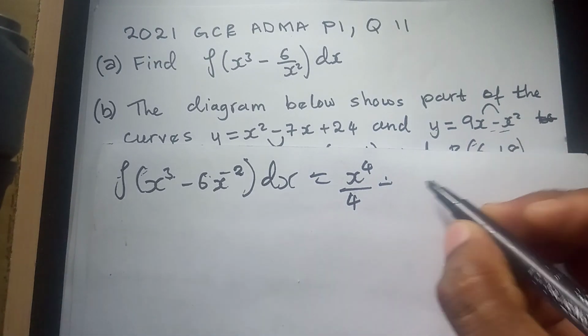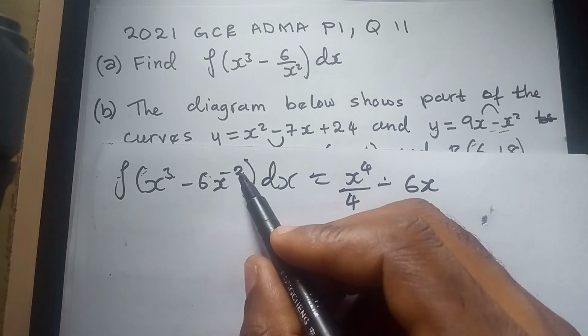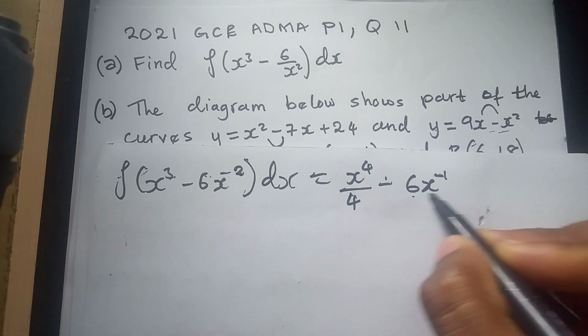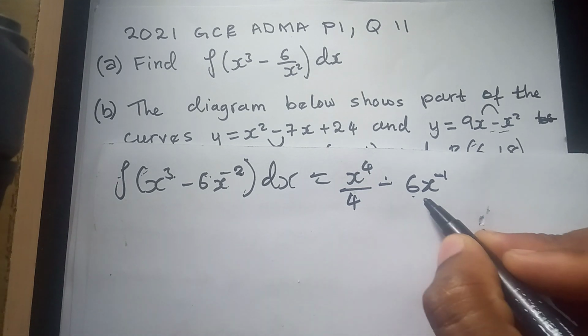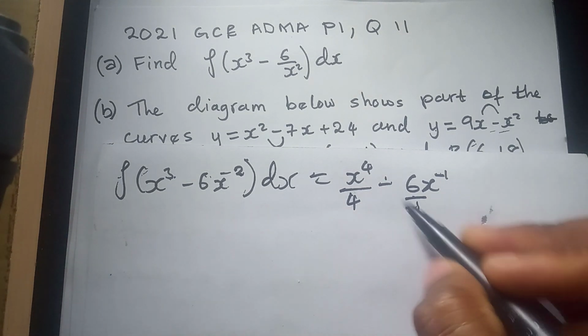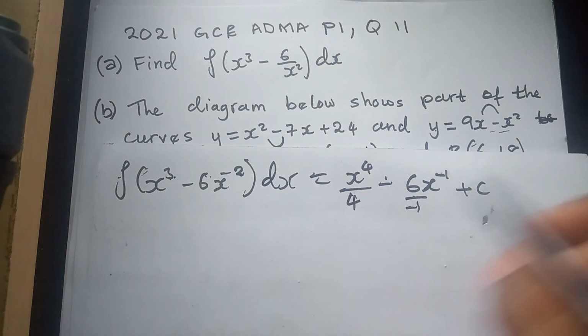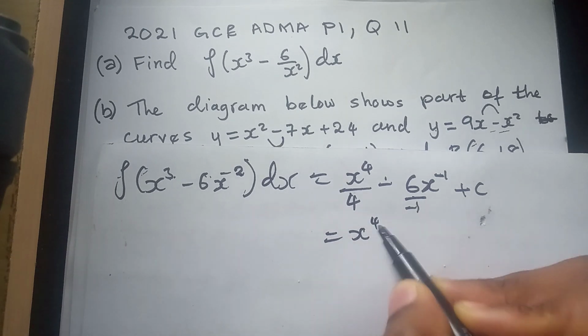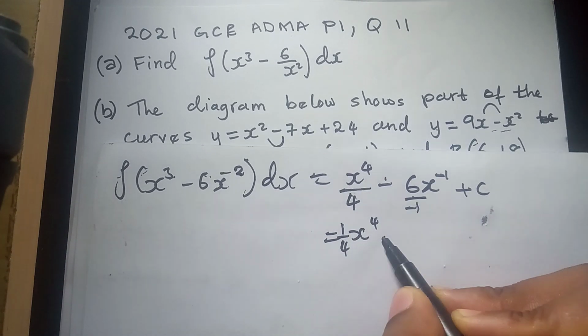You add the 1 to this. So when you add the 1 to negative 2, you have negative 1 and divide by negative 1. So when you divide this by negative 1, this will be positive. So for now, I can just write it like this. Then we have x to the power 4, 1 over 4 here.